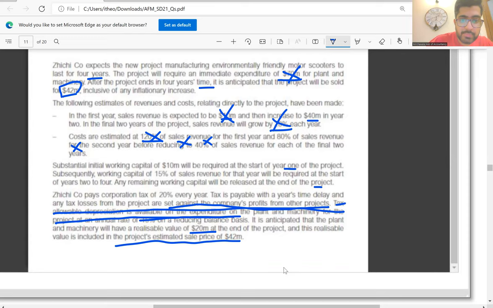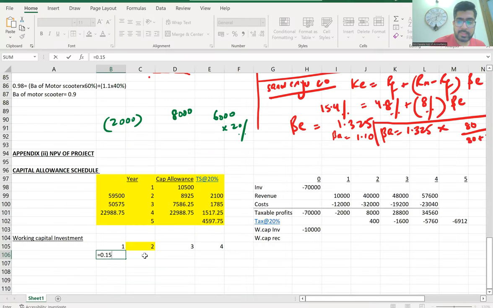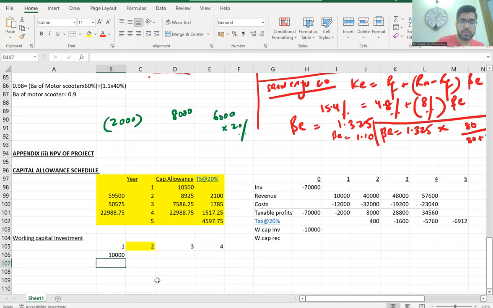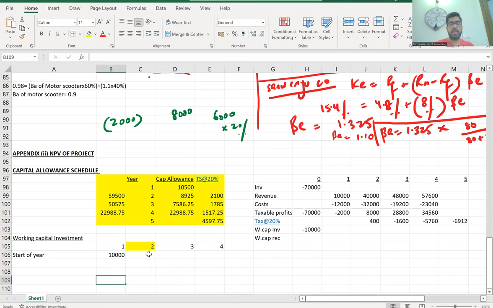Working capital of 10 million will be required at the start of year one. Subsequently, working capital of 15% of revenue will be required at the start of year 2 to 4. This 10 million working capital was required at the start of year one, so we recorded it in zero. And subsequently in 2 to 4, 15% of revenue.